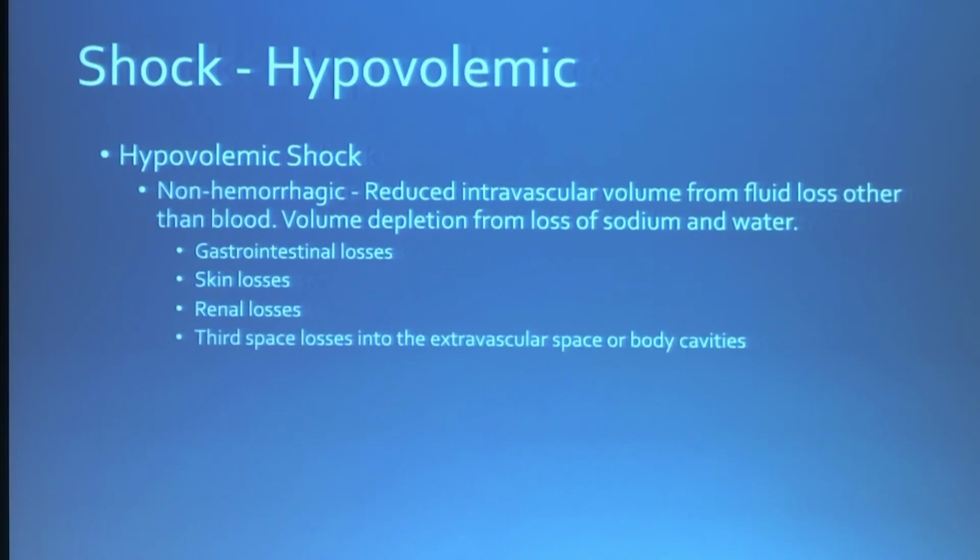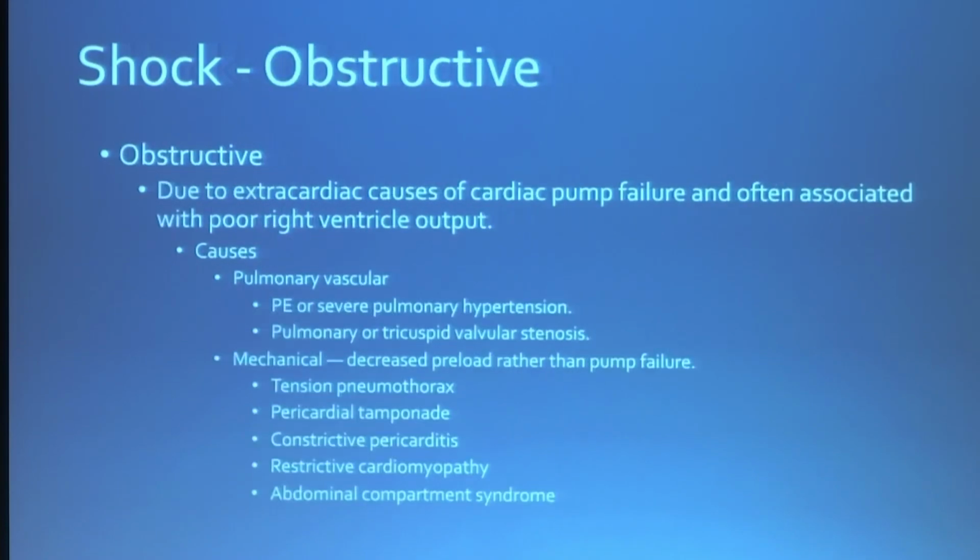Now, non-hemorrhagic is reduced intravascular fluid loss other than blood. So, gastrointestinal losses. Keep that in mind when we get into the case reviews too. Skin losses. You lose it from excessive sweating, excessive exercise. Renal losses, kidney losses. Third spacing into body spaces. So people who have ascites often have reduced intravascular volume because they've been losing fluid into the abdominal fluid, which is not available to the vascular system.